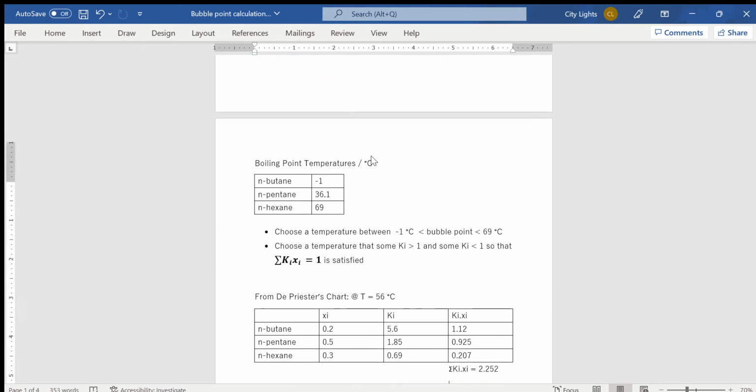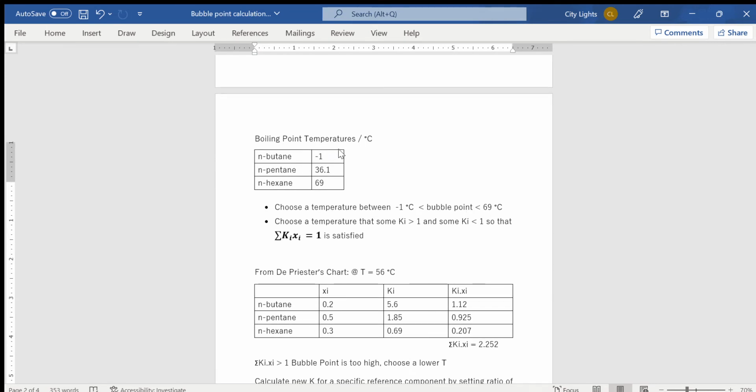Now, going down, I'm going to tell you how we choose the first temperature. Our bubble point is going to lie between the boiling points of our most volatile component and our least volatile component. So we know it's between -1 and 69C. But this is too large of a range. We can actually further narrow it down and choose a certain temperature which makes some of the K values greater than 1 and some of the K values less than 1. And why do we do this?